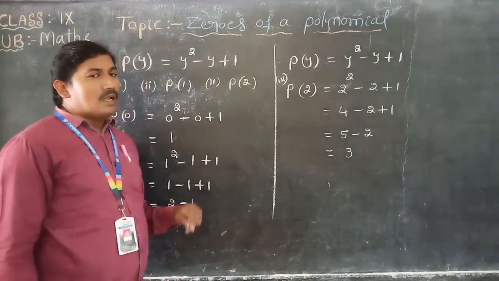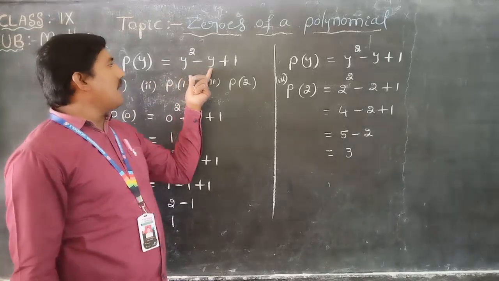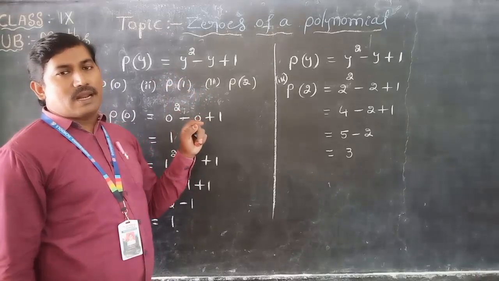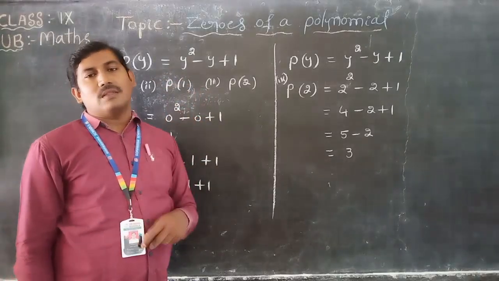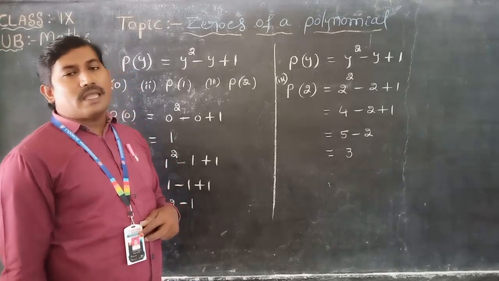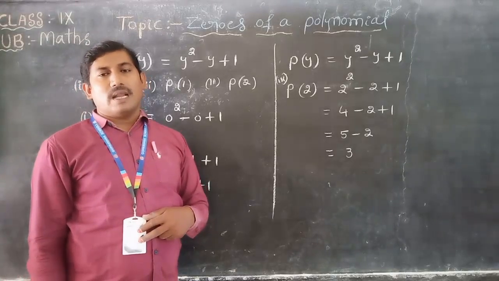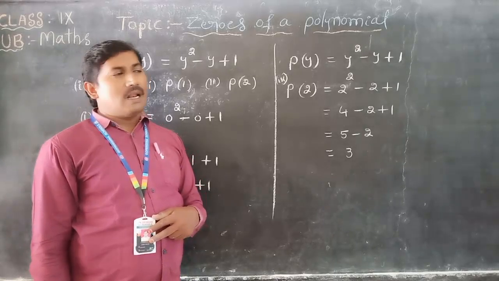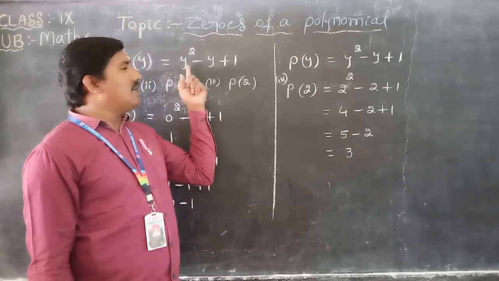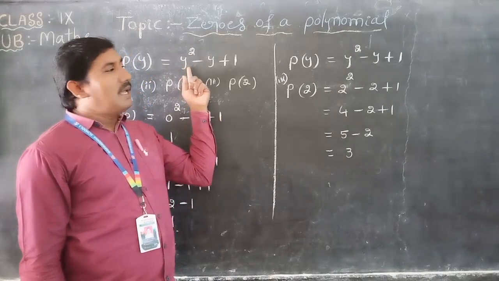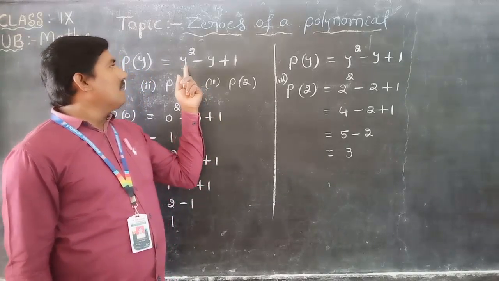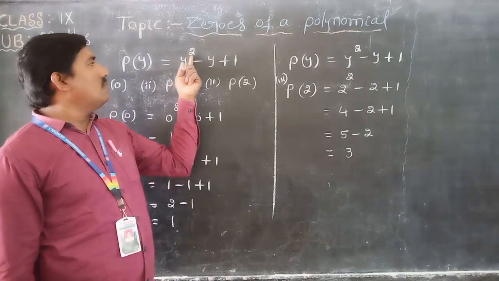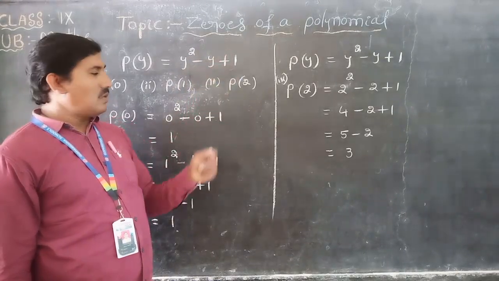Once you see here, this is a quadratic polynomial. When the highest power is 1, that is called a linear polynomial. When the highest power is 2, that is a quadratic polynomial. When the highest power is 3, that is a cubic polynomial. Here the highest power is 2, so this is a quadratic polynomial, and the degree is 2. Here 2, here 1, here 0.